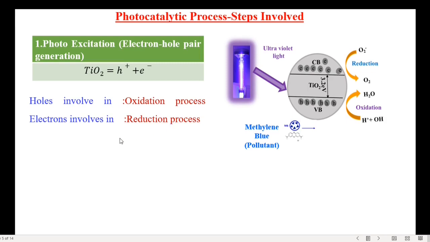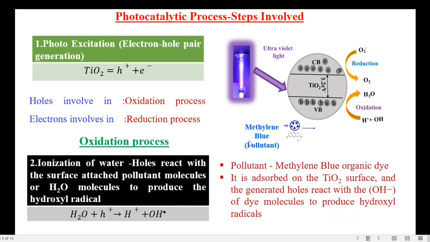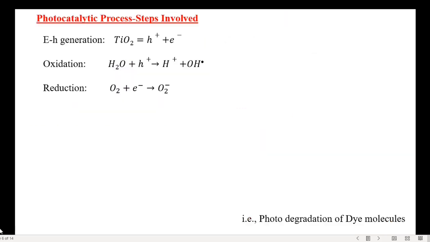The next process is known as oxidation or ionization of water. In this process, holes react with the surface-attached pollutant molecules or H2O molecules to produce hydroxyl radicals. Here the pollutant taken is methylene blue, an organic dye. It is adsorbed on the TiO2 surface, and the generated holes react with the OH- of dye molecules to produce hydroxyl radicals. It is followed by the reduction process.